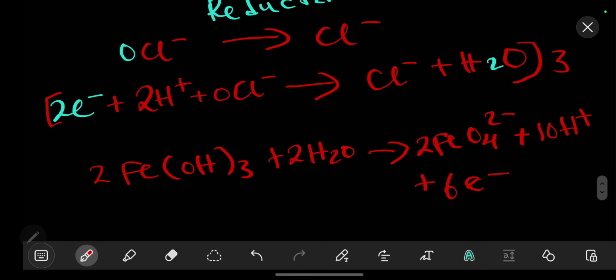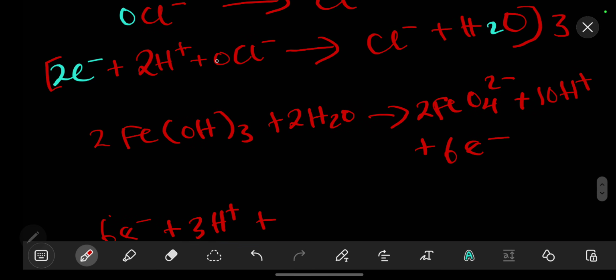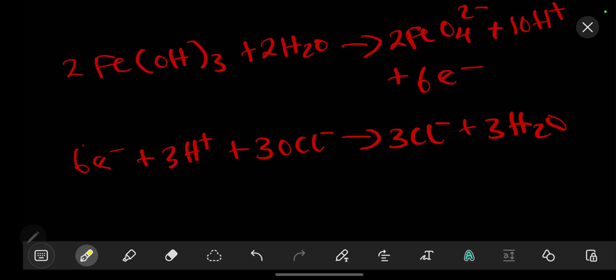Let's multiply 3 times 2. This will give us 6 electrons. Then our 3 times this 2 will give us plus our 3 hydrogen ions, plus 3 OCl, which becomes 3 Cl negative. Then we have plus 3 times the one that is there, 3 H2O like that. So our 6, as long as they are on opposite sides, we can cancel them like that.